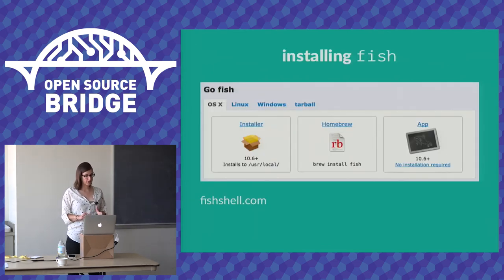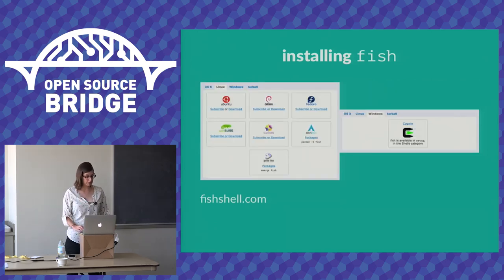It has installers for a ton of major platforms. If you're using Homebrew on macOS, just brew install Fish from your terminal and you're good to go. They also have packages for a bunch of different flavors for Linux, and for Cygwin, which is a Unix-like emulator for the command line on Windows as well. It's all on the homepage at fishshell.com.